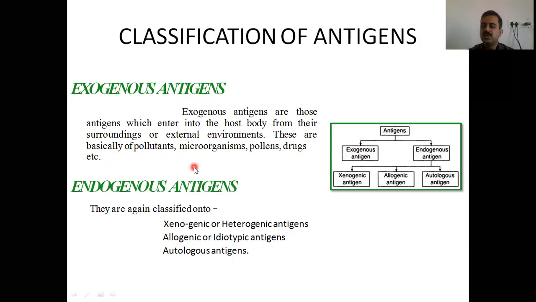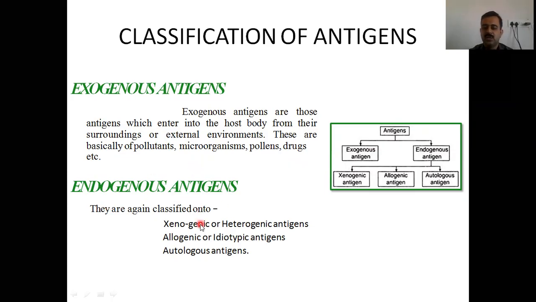Now, what are these exogenous antigens? If you are walking in a field and get something inside your nose, like dust particles, and you start sneezing, that is considered an antigen to the human body. Exogenous means it comes from outside, from the external environment, entering inside us and ultimately producing immunological responses. The second type of antigens are called endogenous antigens.